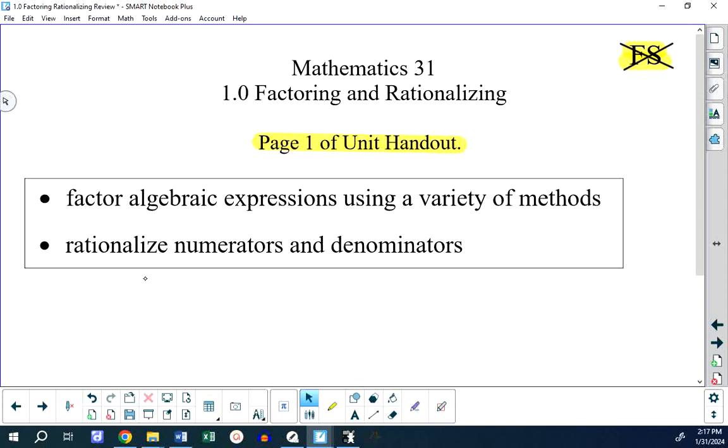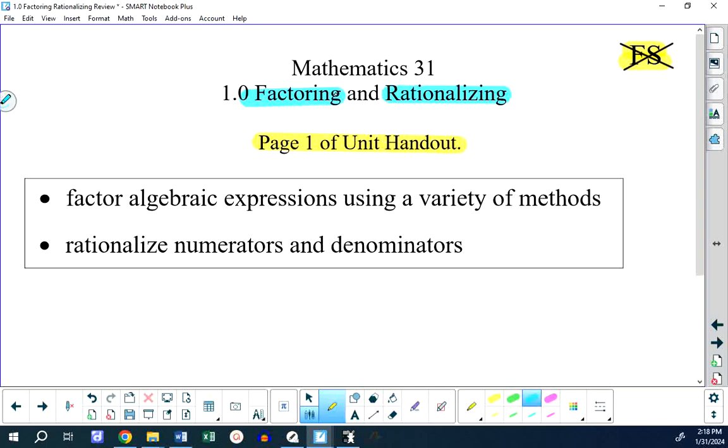Over today and tomorrow, we are going to be reviewing factoring and learning a couple of new methods of factoring. And then tomorrow, we're going to do rationalizing. And these two things, everybody, are the most important tools you are going to have available to you in most of the first unit and the rest of the course as well.